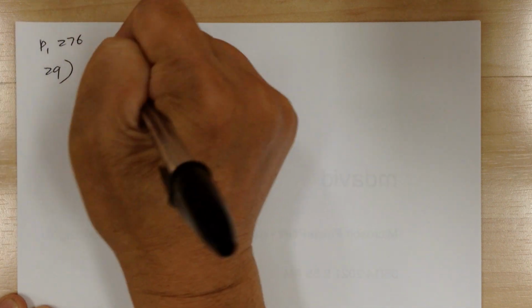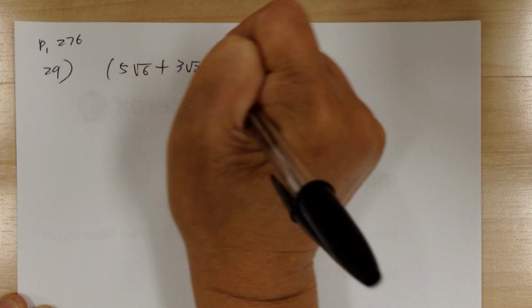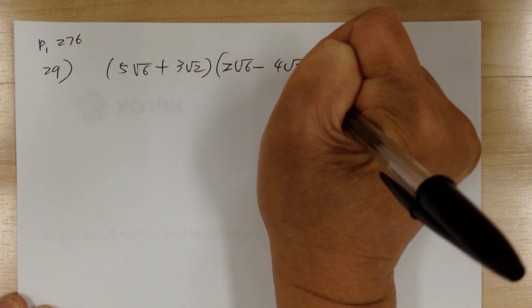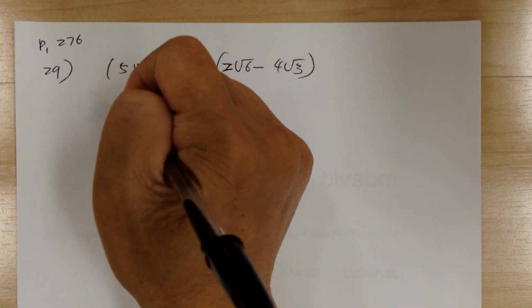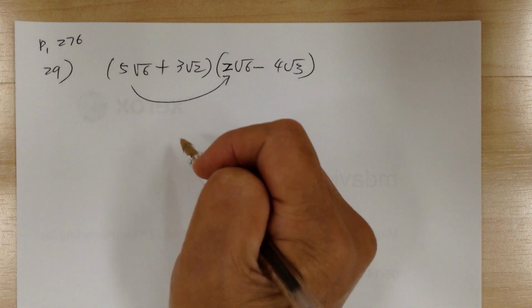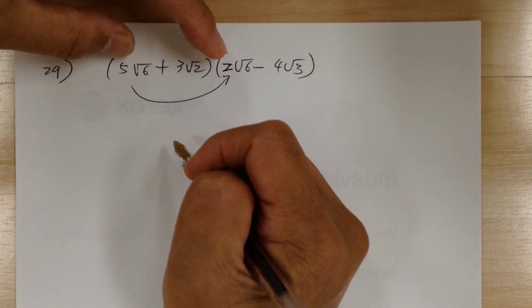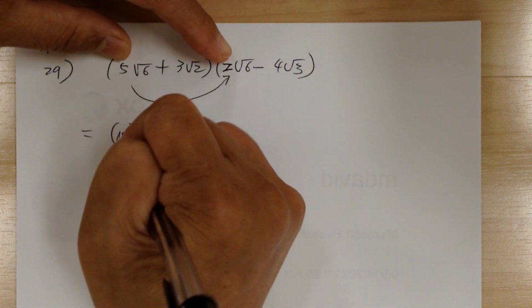Okay, number 29, you have (5 square root of 6 plus 3 square root of 2) times (2 square root of 6 minus 4 square root of 3). So this is just a regular multiplication, so that's going to distribute. If you cannot do it in your head, just do each part. Integer times integer will give you 10.